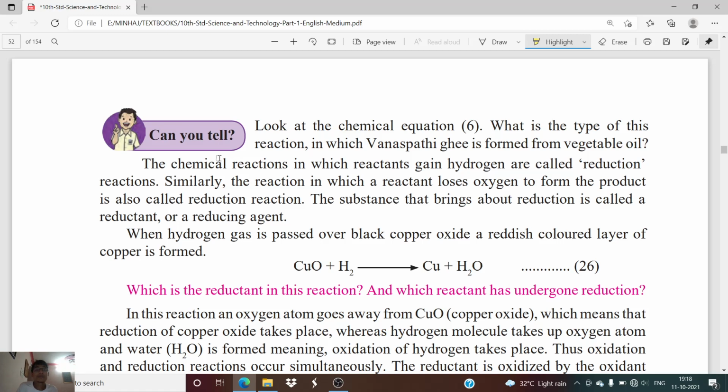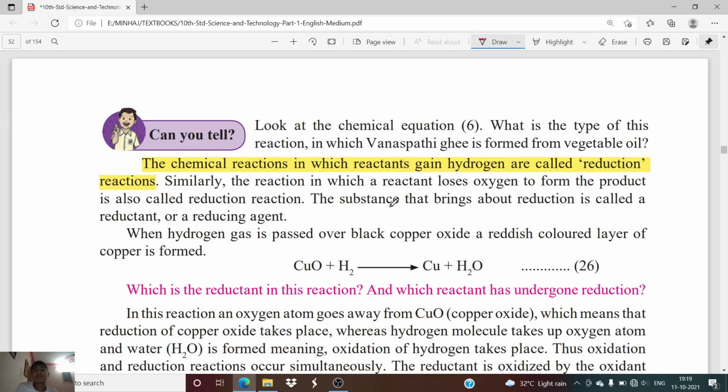Now let us see what a reduction reaction is. A chemical reaction in which reactants gain hydrogen is called a reduction reaction. So in a reaction where the reactant gains hydrogen and eliminates or loses the oxygen atom, we can say that the reaction is a reduction reaction. Similarly, the reaction in which a reactant loses oxygen to form the product is also called a reduction reaction.